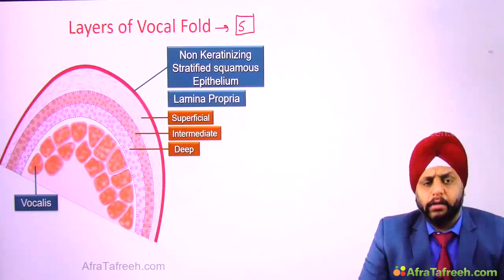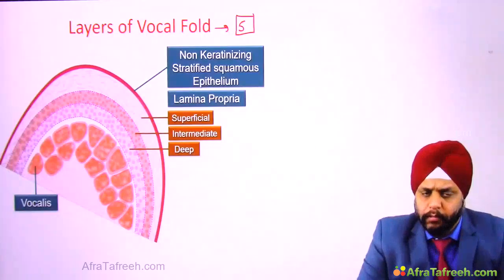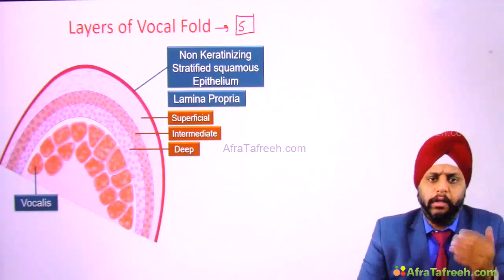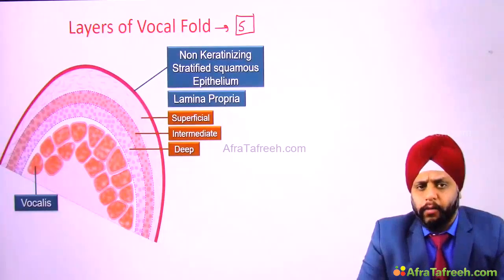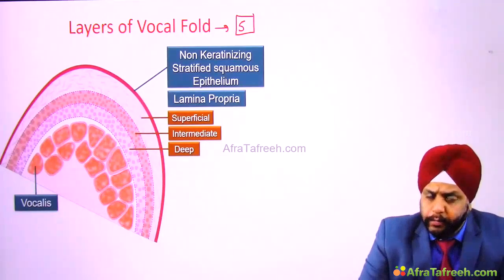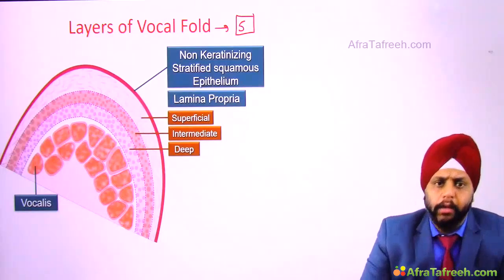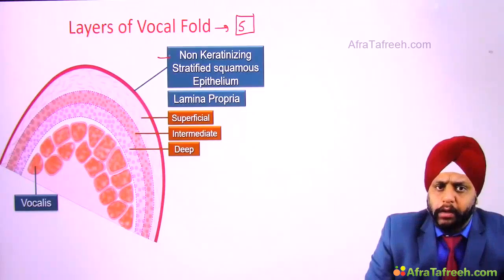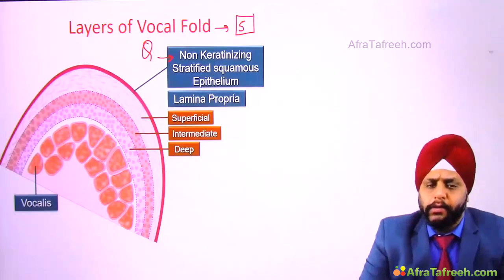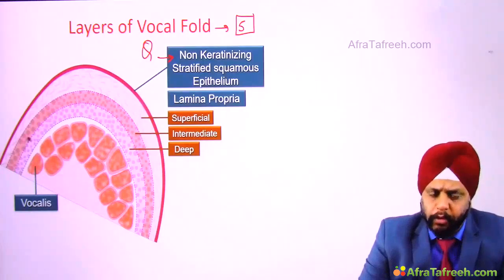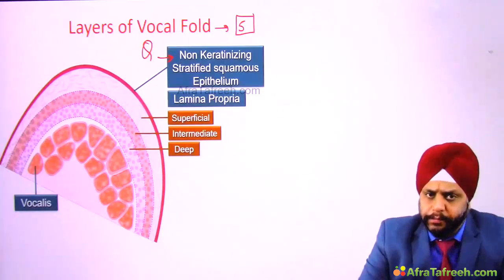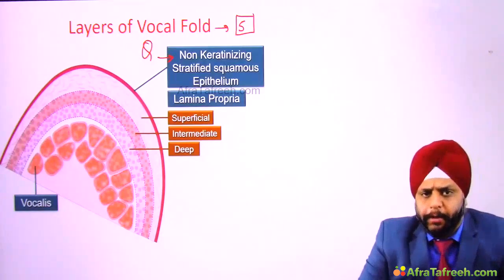Now, remember the whole respiratory pathway. The whole respiratory pathway, starting from the nose, the nasal cavities, the paranasal sinuses, the pharynx, larynx, trachea, bronchi, are all lined by pseudo-stratified ciliated columnar epithelium. As I told you, that is known as the respiratory epithelium. But the vocal folds over here are special because they are lined by non-keratinizing stratified squamous epithelium. All right, now the lamina propria.